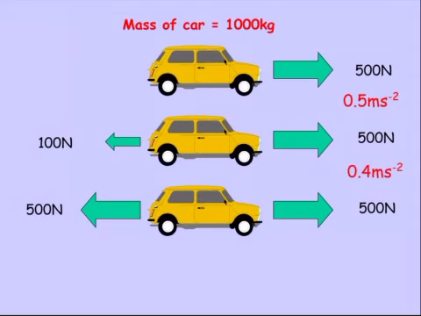Our final car appears to have reached its terminal velocity. The thrust is 500 newtons, but the frictional forces are 500 newtons in the opposite direction. So the resultant force is zero, which tells us that the acceleration is 0 meters per second squared. Now remember, just because the acceleration is zero, it doesn't mean that the car is stationary. It can be travelling at a constant speed.